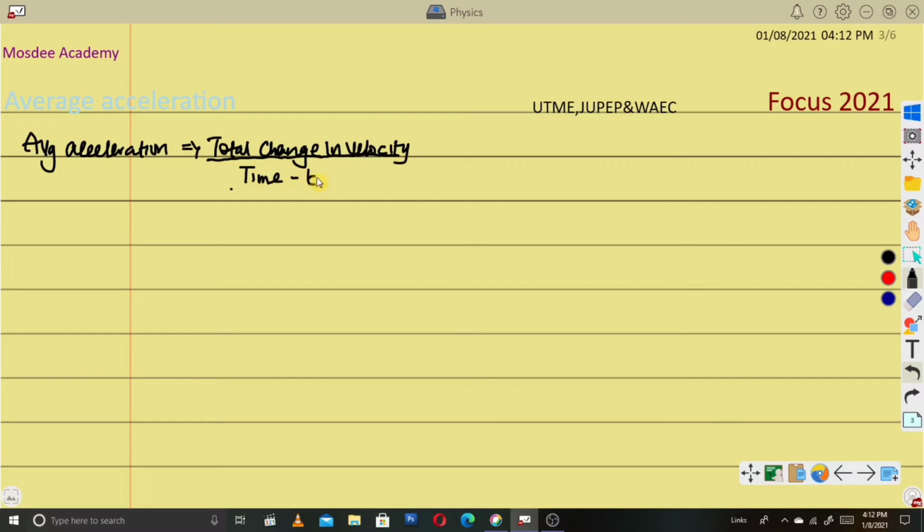Students should keep this in mind, and we can write that as change in velocity, which is a vector quantity, divided by change in time. Numerically it can be written as v2 minus v1 all over change in time, t2 minus t1. This is kind of different from our displacement and distance.